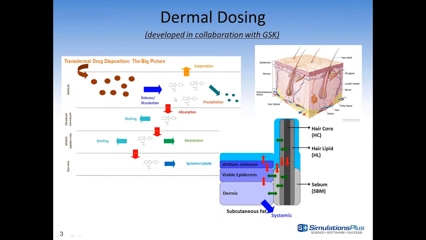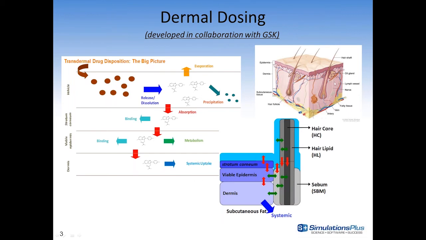Whether you have a single phase or two phases, you can have dissolution and precipitation occurring. You can have evaporation of the vehicle, and you can also potentially simultaneously have evaporation of the API itself. And then, of course, you'll have absorption into the skin. Once you're in the skin layers, there's the possibility for binding in all of the skin layers. Once you get down to the viable epidermis and dermis, there's also the possibility for metabolism. And again, once you reach the dermis, then there's the possibility to have systemic uptake.